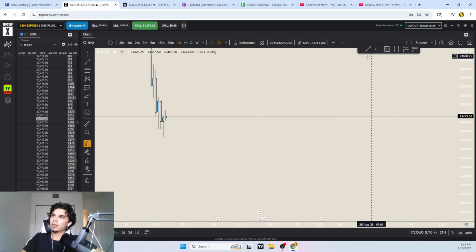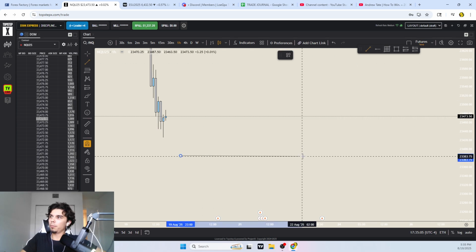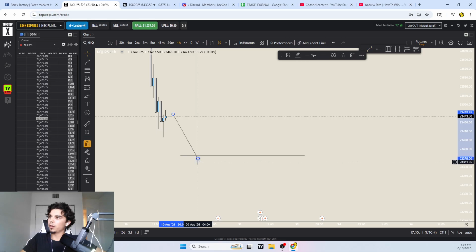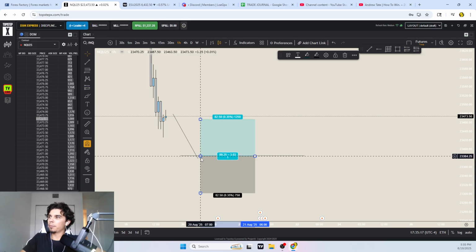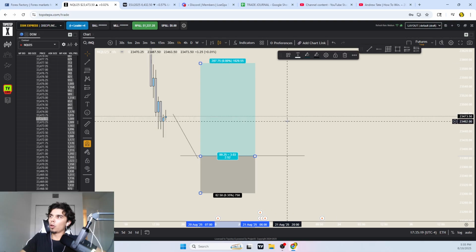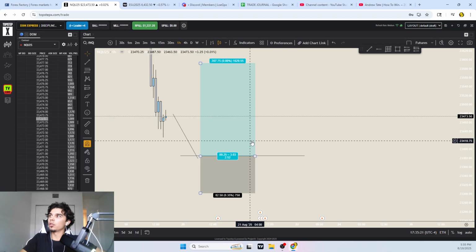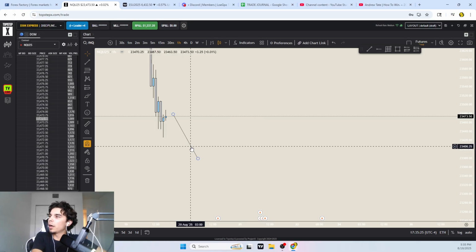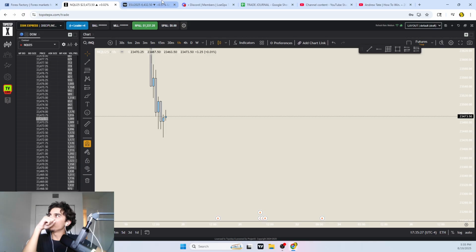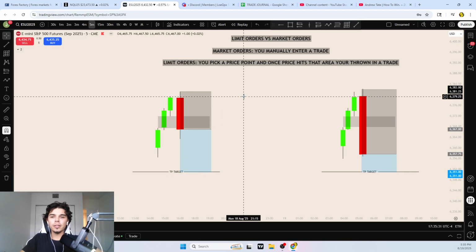So if we set a limit buy order right here, once price comes down into this area, I don't have my normal settings on here. Well, once price comes down into this area, then you will be thrown into a long, and then you can do whatever the hell you want from there. Pretty simple. Now let's move on over to when you should and when you shouldn't do it.